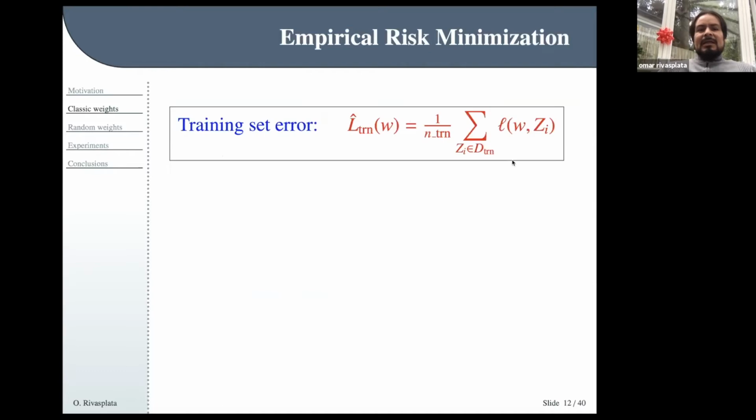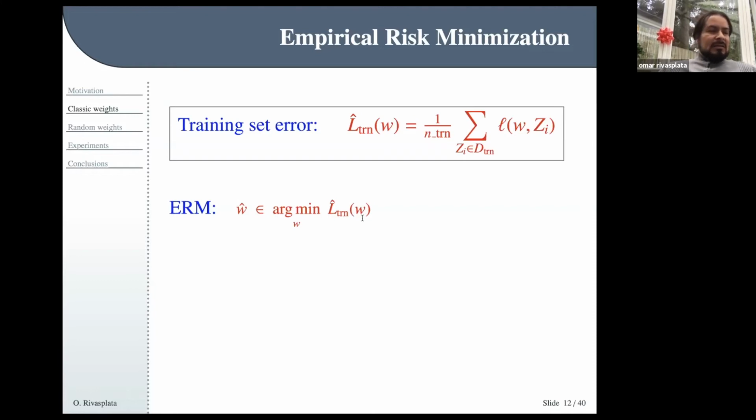This leads to a paradigm for learning called empirical risk minimization. For the purpose of training, let's say you have a set of examples for training, let's call it D-train. Then you calculate the error of a fixed weight on those training examples. That's the empirical loss, called the training error. And then the empirical risk minimization paradigm says we're going to choose a weight that minimizes that empirical risk.